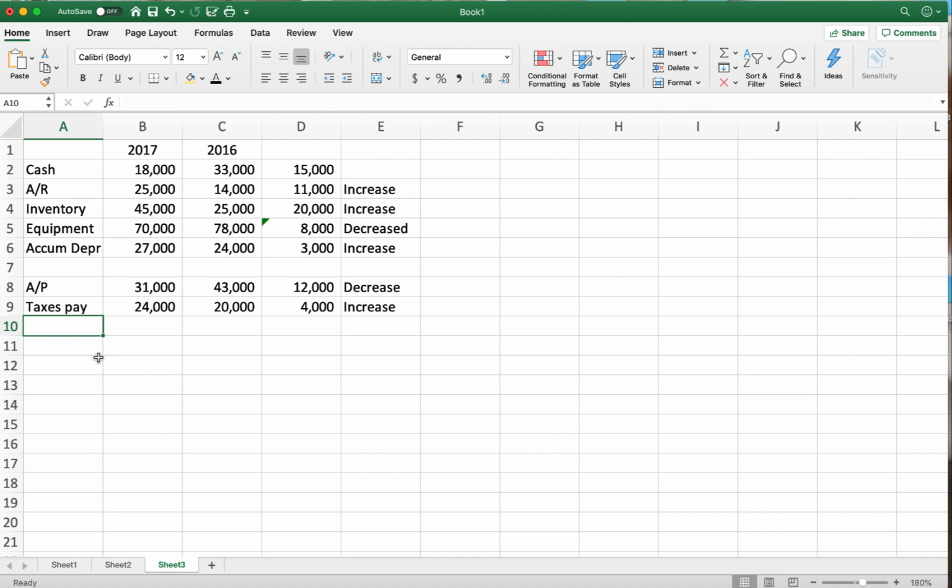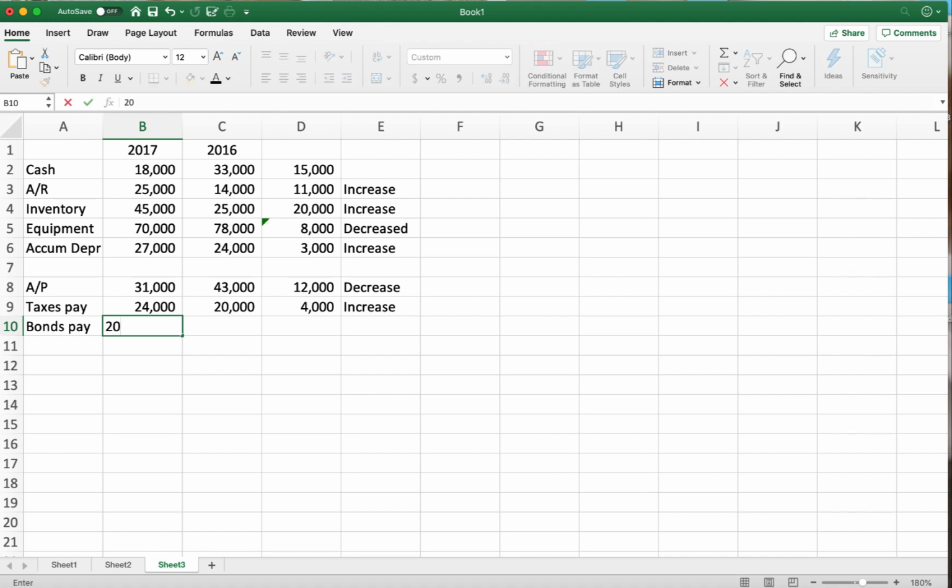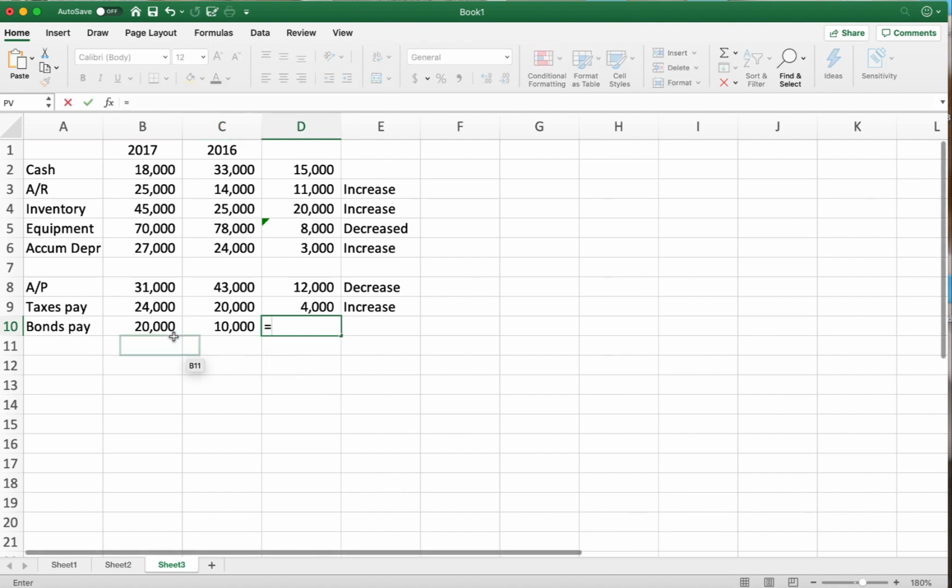Next we have bonds payable. Bonds payable, it looks like, is 20 grand now. But at the end of 2016, it was 10,000. So we have a $10,000 increase.